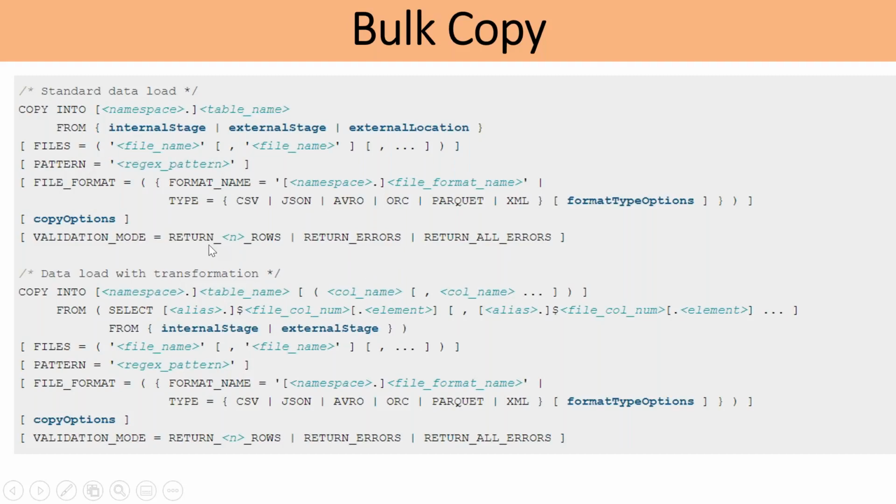Return n rows, right? This is one important thing. You can give one row or two or three; n means number of rows. If there is no error in the entire file, it spits out the first row of the file. And if there is an error in the file, it spits out the first line of the error. I'll show you an example of all this, but I'm just trying to explain it theoretically.